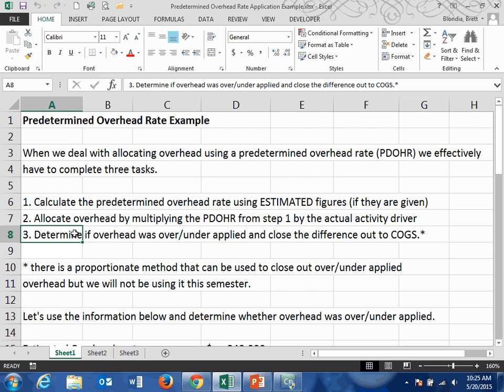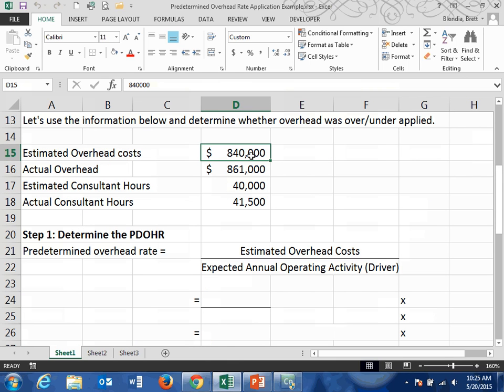Okay? So let's use the information below and let's walk through those 3 steps. So in this question, I've got estimated overhead costs of $840,000. I've got actual overhead of $861,000, estimated consulting hours, and then actual consulting hours. Okay? So in this question here, what we're going to do is use the consultant hours. So basically this is like direct labor hours as our activity driver. We're going to use those as our base, as our activity driver.